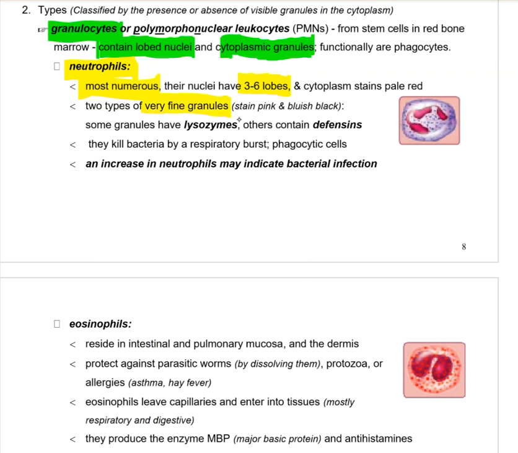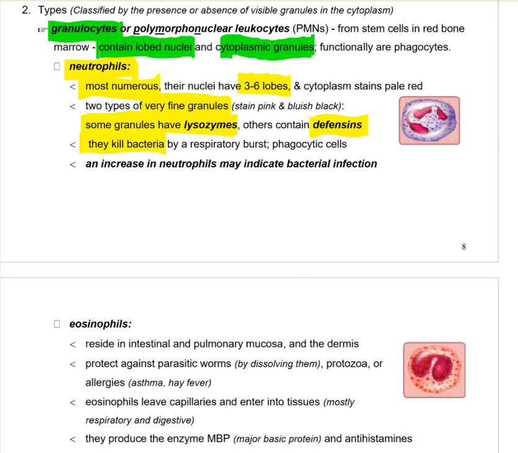And these granules have lysozymes. And lysozymes are things that will destroy bacteria, and also there's others called defensins as well. So both these lysozymes and defensins are molecules that will destroy and break down bacteria, and they will phagocytize them.